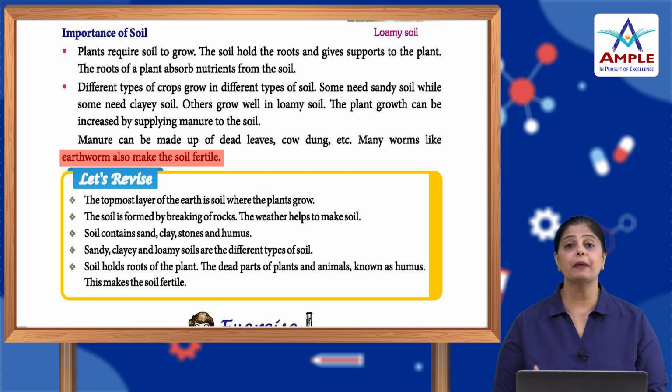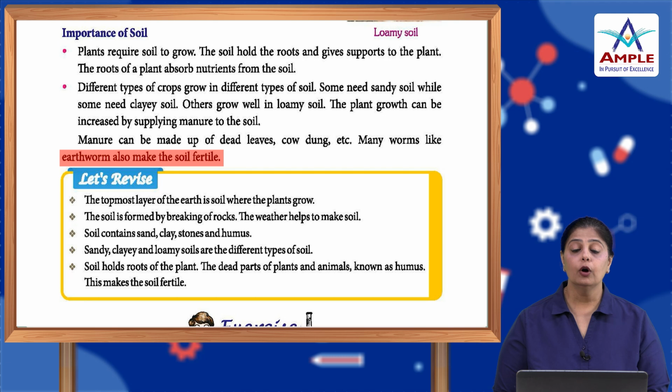This manure we get from the biodegradable waste which is there. It can be converted into manure. What is this waste? This waste is nothing but the food waste, the animal waste, which can be combined together and provided as manure to the soil.